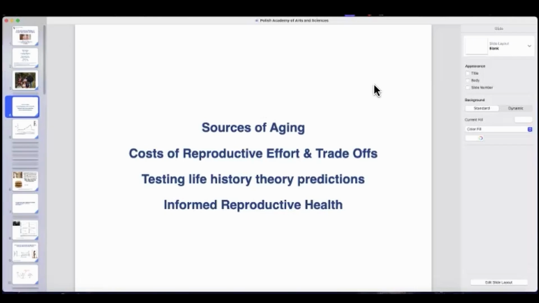So what are the sources of aging? Well, the goals of this particular body of research are to identify sources of aging. The other is to develop ways to measure the costs of reproductive effort and trade-offs. Now, this is a very tricky thing. It's a very difficult thing to do in any organism, and it's especially difficult in humans.